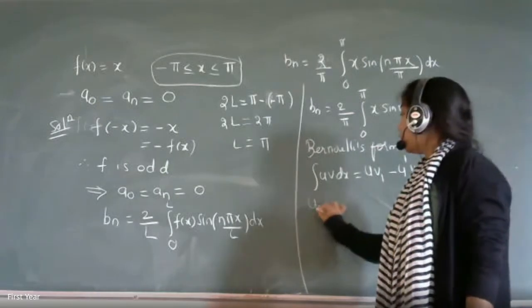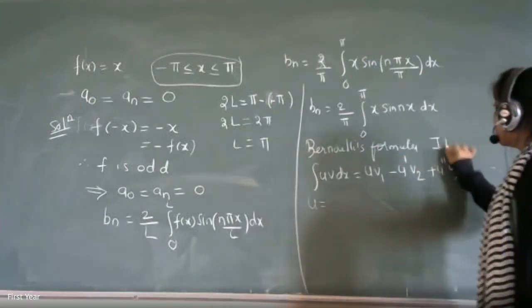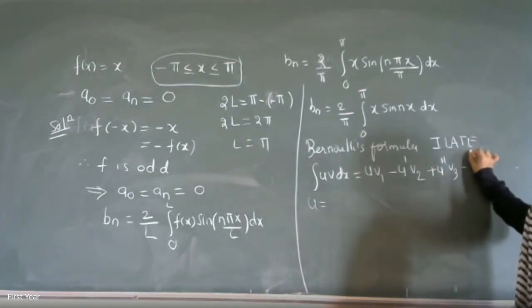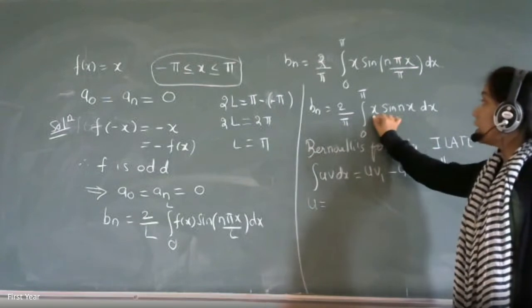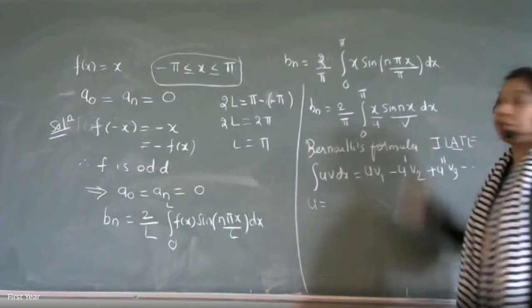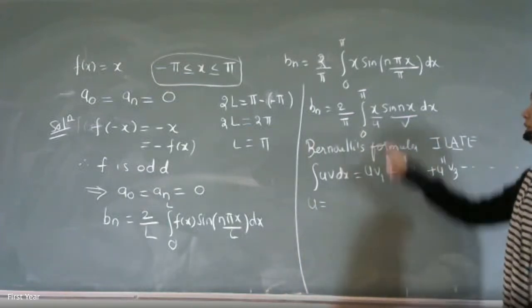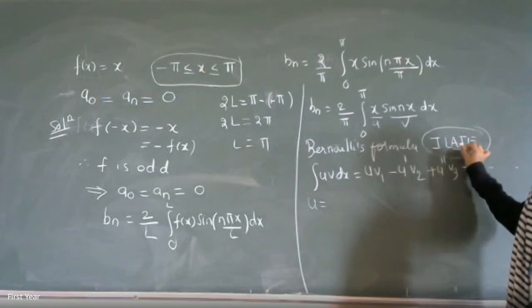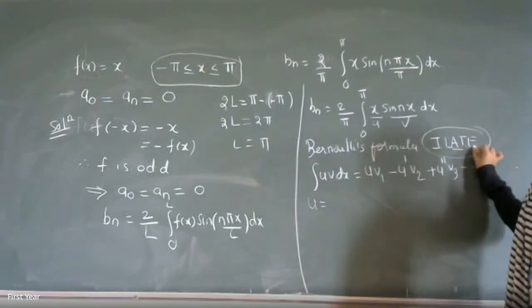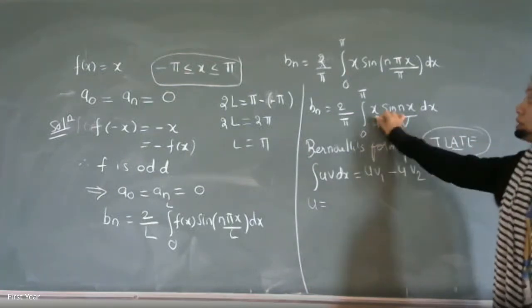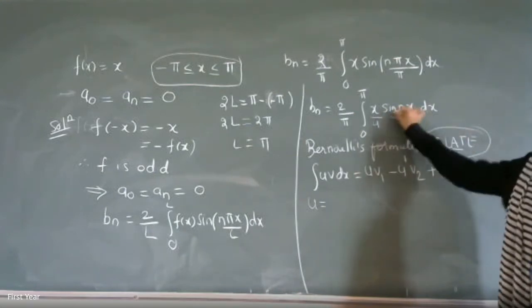So what is u? u is your function. Use ILATE: inverse, logarithmic, algebraic, trigonometric, and exponential. So which is the function? x is algebraic, which comes first. So x will be u. I'll repeat the selection: the function which appears first in this order, inverse, logarithmic, algebraic, trigonometric, exponential. So algebraic means a polynomial function or x function. So x is u, and sin x, which is a trigonometric function, will be v.